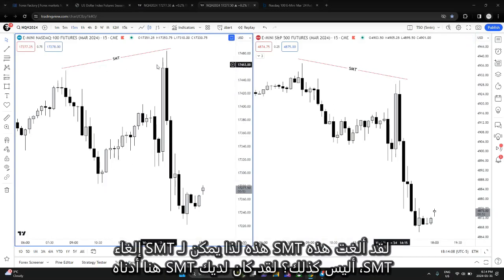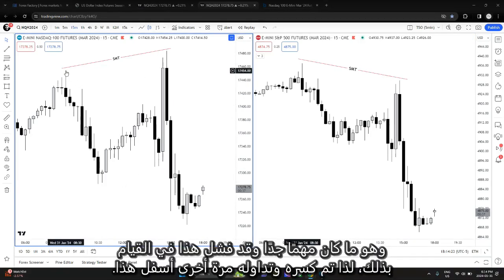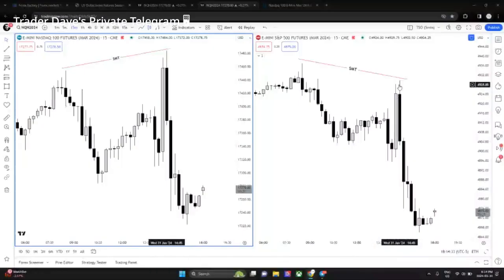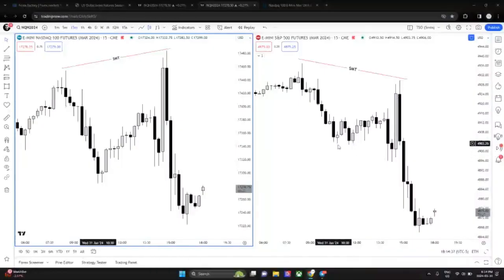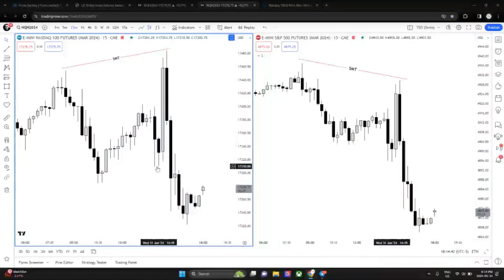This SMT canceled this one. So SMT can cancel SMT, right? You had SMT right here below, where this made a lower low and this made a higher low. It rallied. After price cleared this high, which was very significant, and this one failed to do so, it broke back and traded back below the close of this candle, then this was canceled. Hopefully I haven't lost any of you, right?